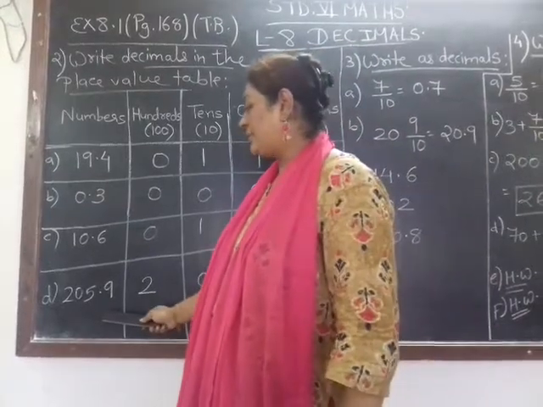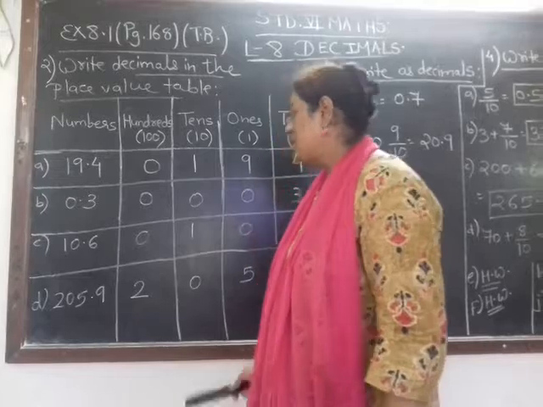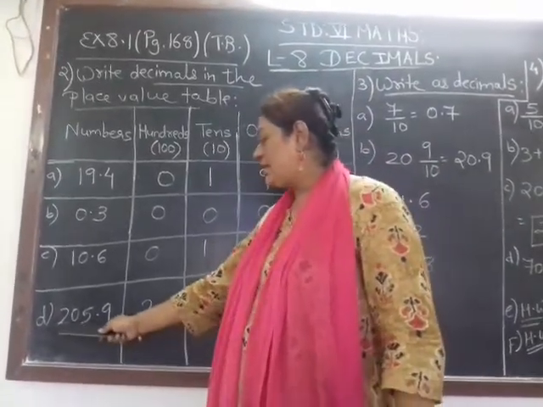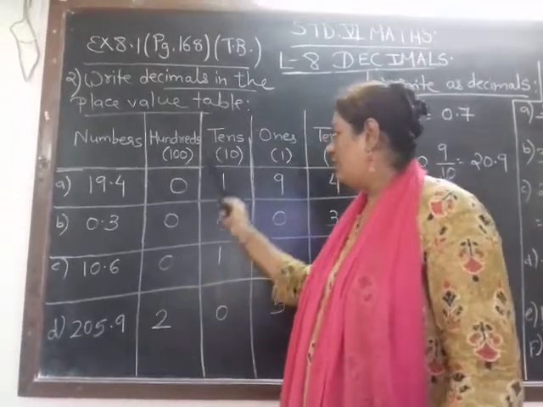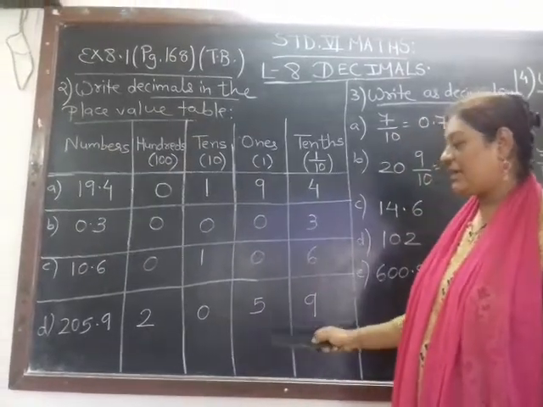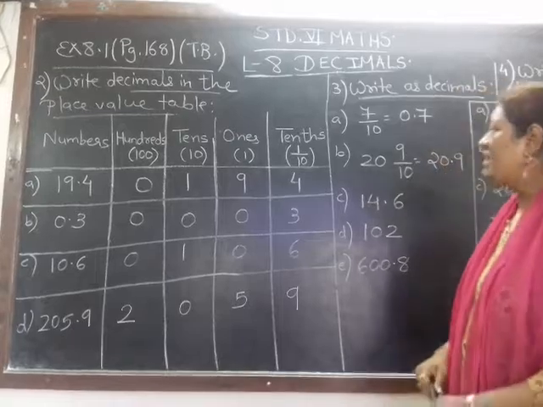Coming on to number D, that is 205.9. So in hundreds now we have a number, that is the place value of 2 is in hundreds, so 2 will be written in the hundreds column. 0 will come in tens as we do not have a number, 5 in ones, and after the point we have 9, so in 1 upon 10, that is the tenths column, 9 will be written.